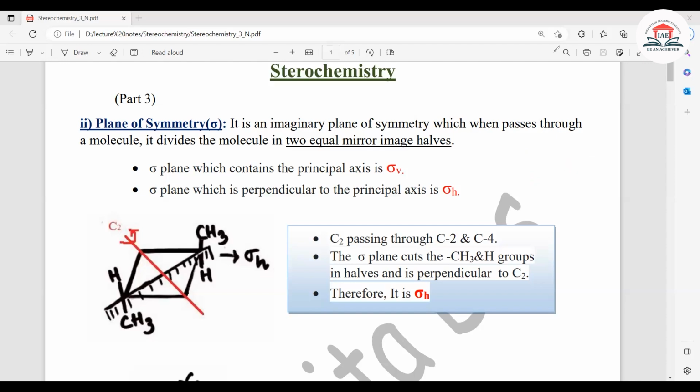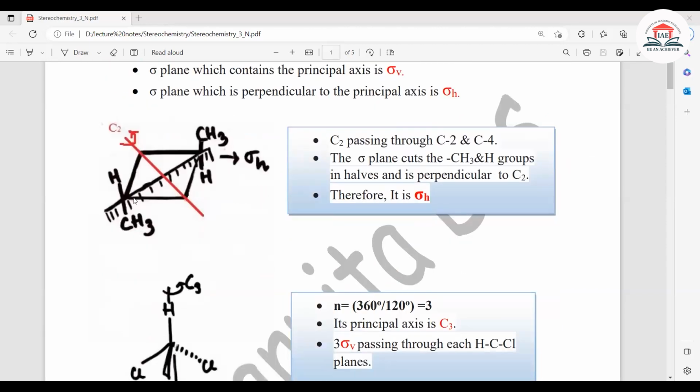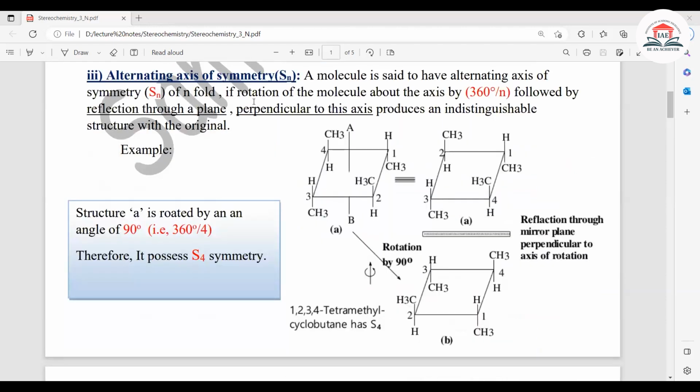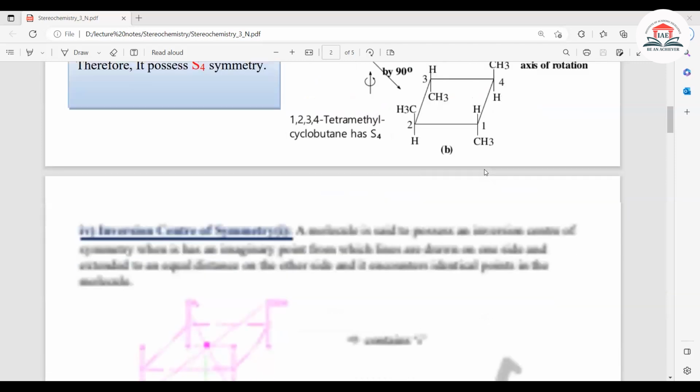Okay. So what are the symmetry elements? One is the sigma plane of symmetry, which actually cuts the molecule into two equal halves. Okay, there are examples. Then there is another one, the alternating axis of symmetry. What is this? You have to imagine an axis through which if you rotate a molecule at a certain angle, then you take the mirror image, you should get an indistinguishable structure, and that is the alternating axis of symmetry.